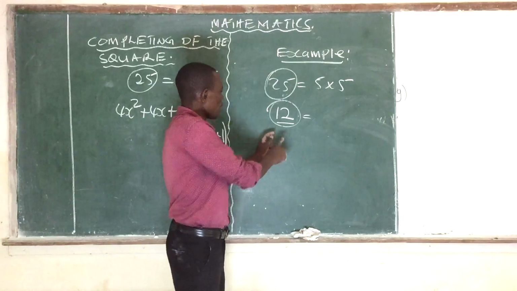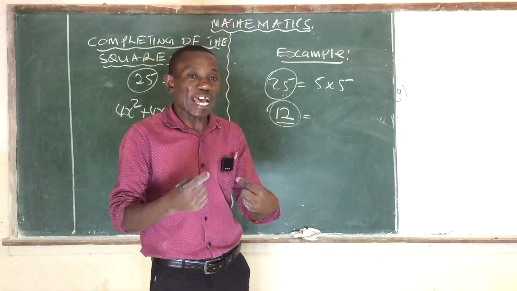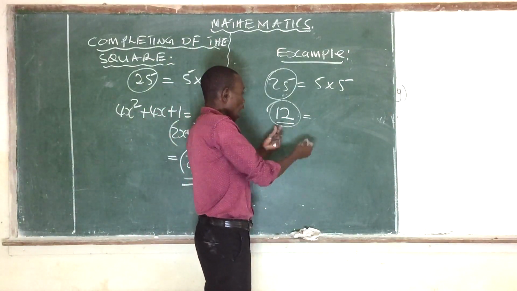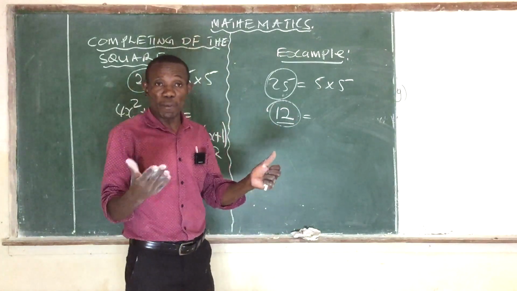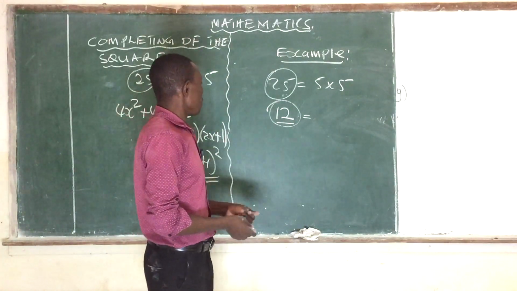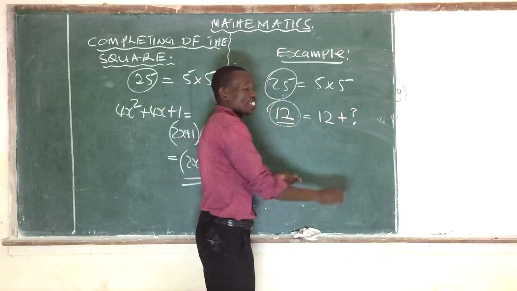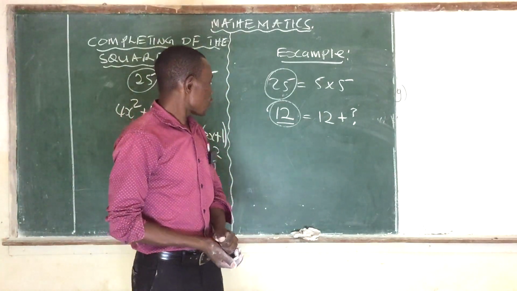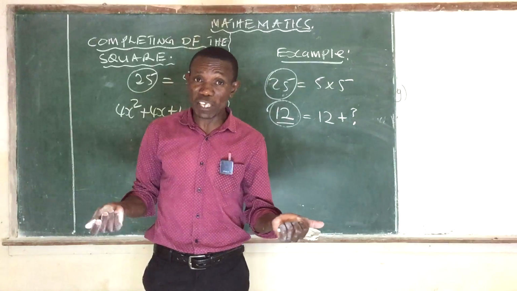How you can make this 12 a perfect square is only by considering another term that can be added to it. So here, if I may ask you, student, what do you think we can do to 12 in order to make it a perfect square? You may be able to tell me we should add a certain number to 12, and then it will be a perfect square. So in this case, you have 12. What do you think we can add to 12 to make a perfect square?